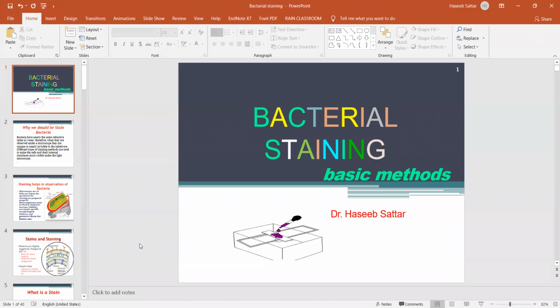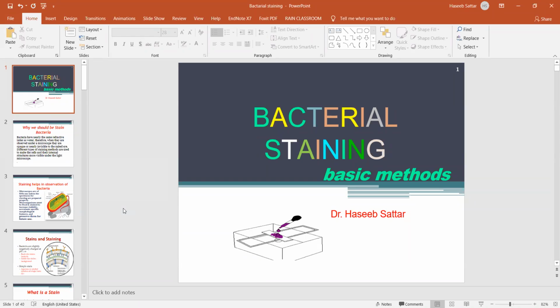Why? Bacterial cells are actually transparent because their refractive index is similar to water. Pure water is colorless, so if water is there, we can easily see through it. Likewise, a bacterial cell is also colorless because it has the same refractive index.